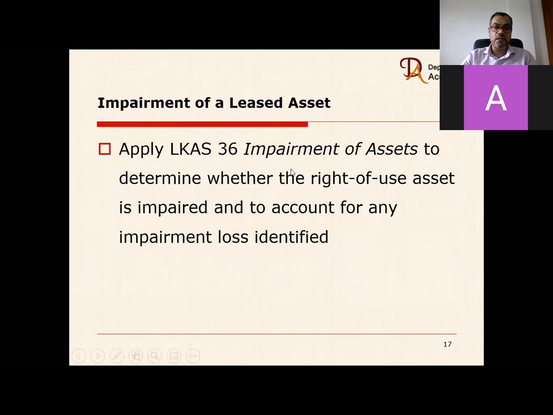Impairment, I think, may have been discussed under LKS 36. When there is an impairment, you know how to adjust. By the same amount, the value of the asset should be reduced.